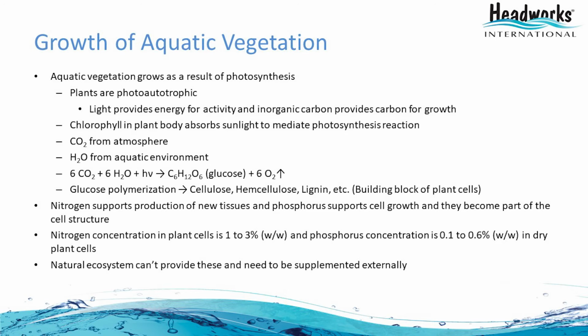In the plant body, about 1 to 3% by weight is nitrogen, and 0.1 to 0.6% by weight of the dry cells is phosphorus. So nitrogen and phosphorus play a big role in the growth of aquatic plants. The natural ecosystem can't provide this, so they need to be supplemented externally. And what is the external source? That is the wastewater discharge from the treatment plants that contains nitrogen and phosphorus, which are the nutrients.